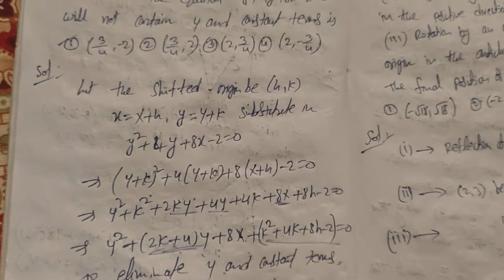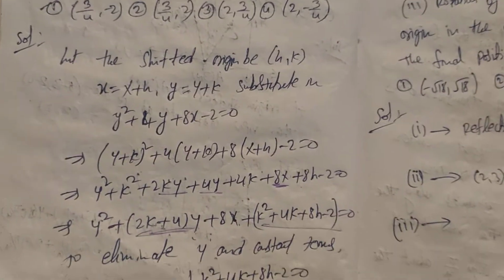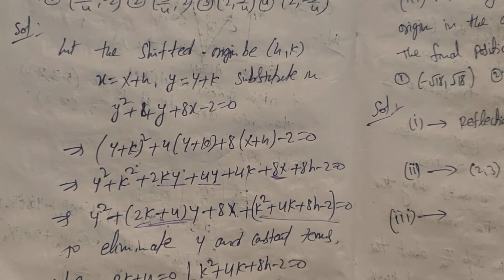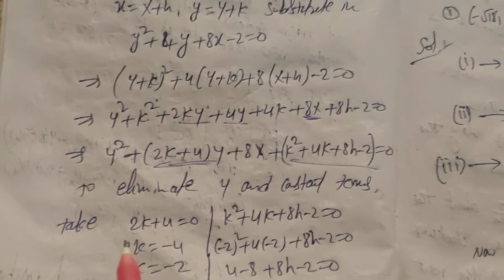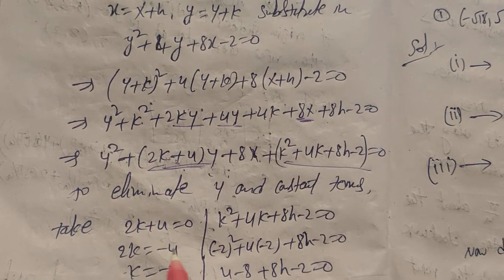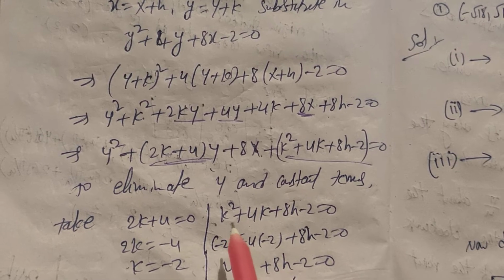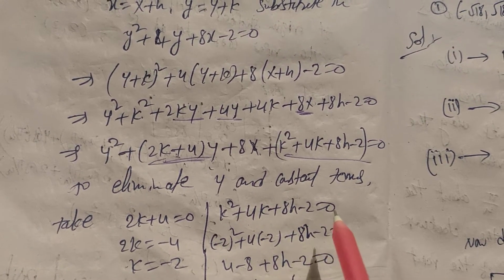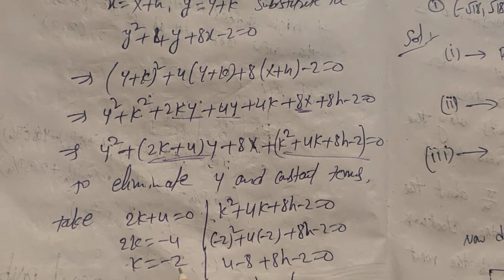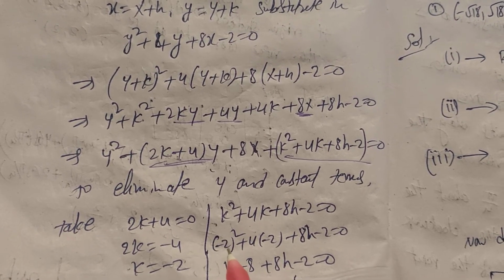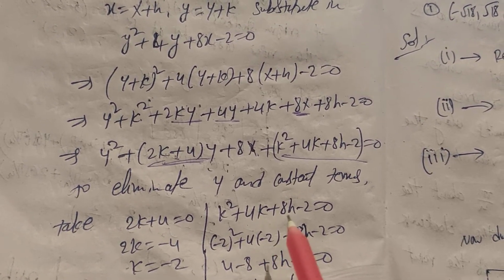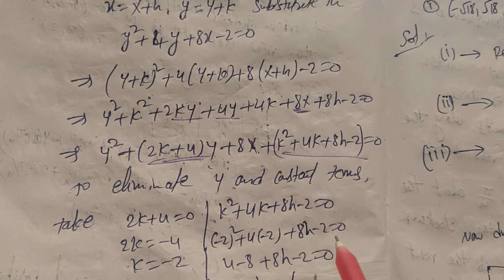To eliminate the y and constant terms in the new equation, make the coefficient of y 0 and the constant equal to 0. So take 2x plus 4 is equal to 0, 2x is equal to minus 4, k is equal to minus 2, and k square plus 4k plus 8h minus 2 is equal to 0. Already we got here k is equal to minus 2. Substitute in the place of k: minus 2 whole square plus 4 into minus 2 plus 8 into h minus 2 is equal to 0.